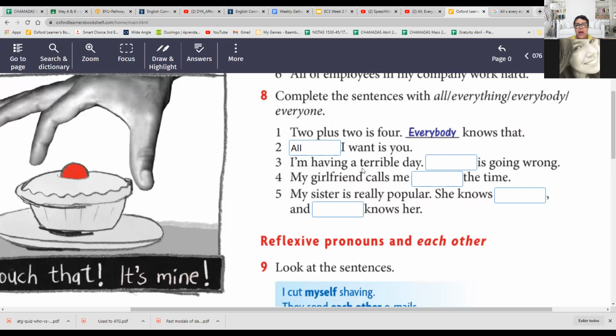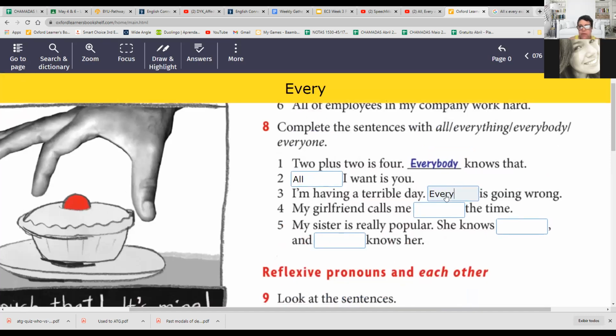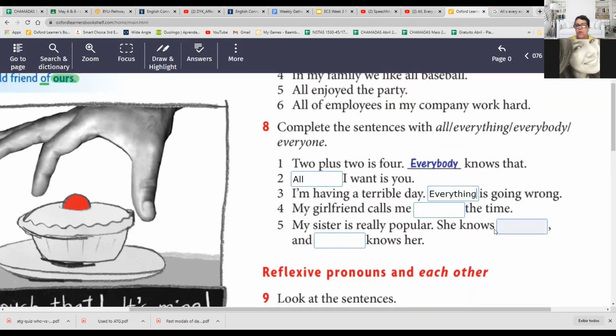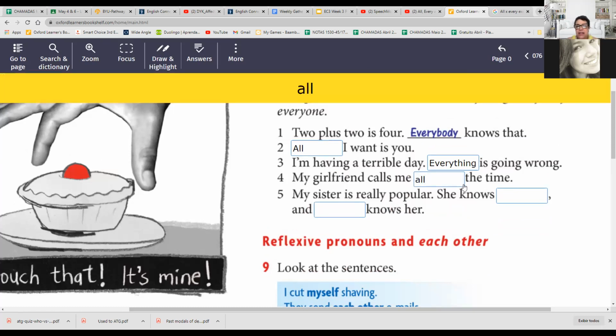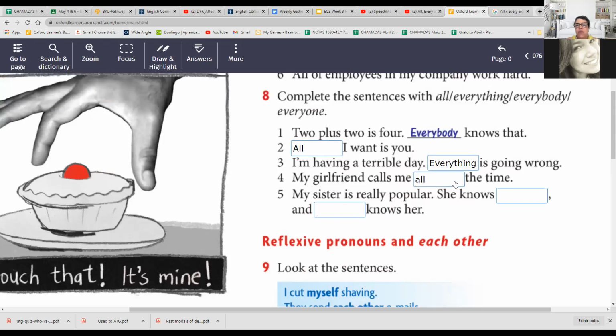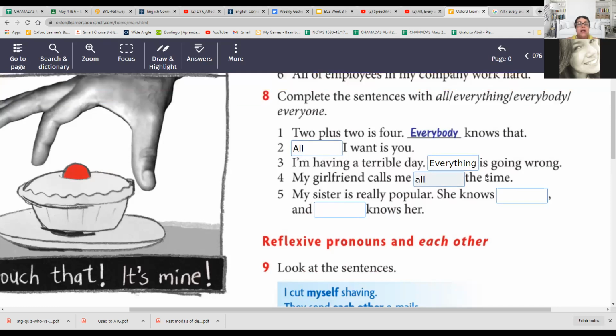Let's go to number 3. How can I do that? I'm having a terrible day. Everything is going wrong. Okay, that's good. Everything is going wrong. Very nice. Number 4. All of the time. Yes, all the time. Again, as you can see, I can use all before a noun, okay? So I can use all as a subject, right? And I can also use all before nouns.